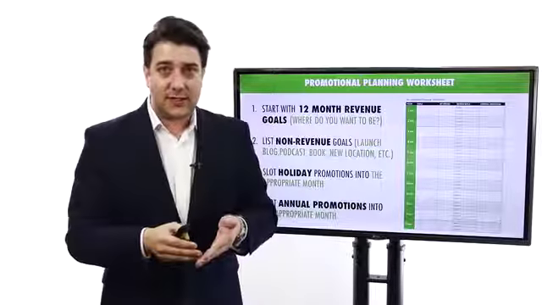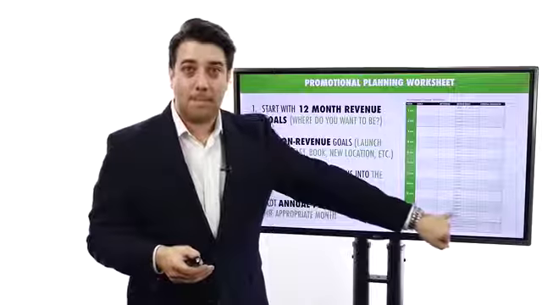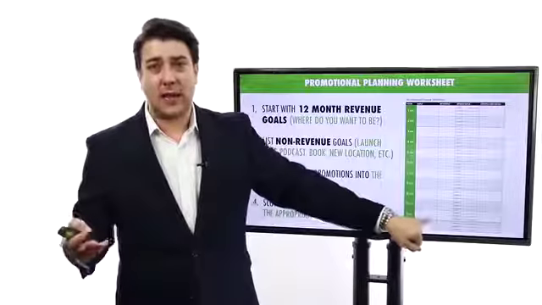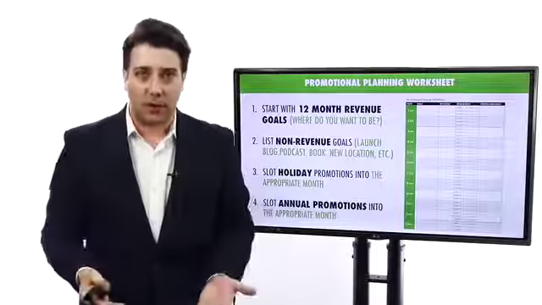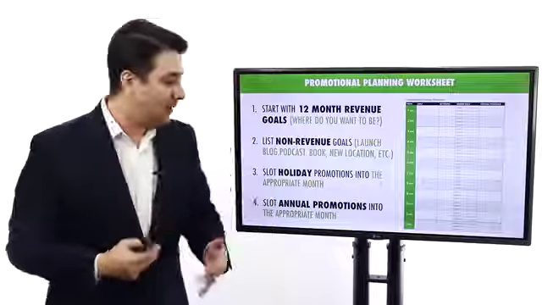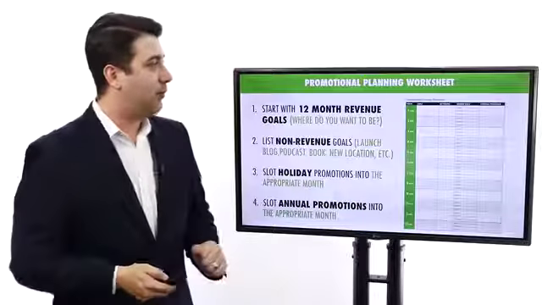$1 million of it is going to come from set promos that I already have committed to. Now, out of that, I've got a week left, and I'm going to generate the other $2 million. Hopefully you see why that's a problem. That's not going to happen. We have to keep these things in mind as we're filling this promotional planning worksheet out.